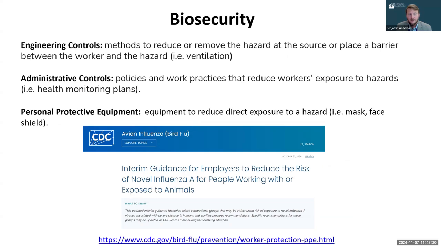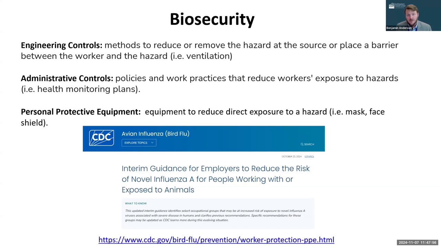We break biosecurity down in a number of ways, but one way that's often looked at is engineering controls. So, the way that air circulation occurs, particularly in barns or places where animals are kept. Then administrative controls, where you might have a plan, so a health monitoring plan for your animals or people if symptoms occur. Emergency preparedness plans, testing plans. And then the big one, personal protective equipment.